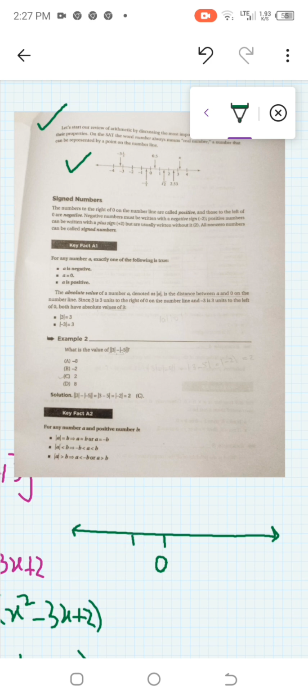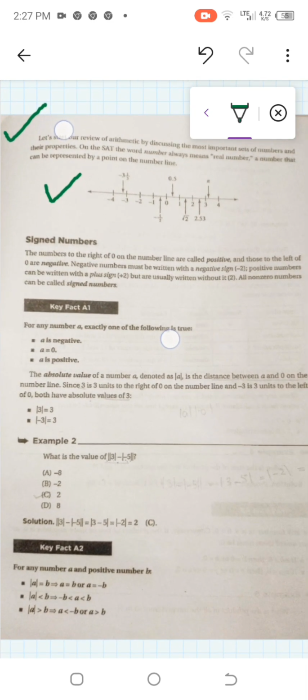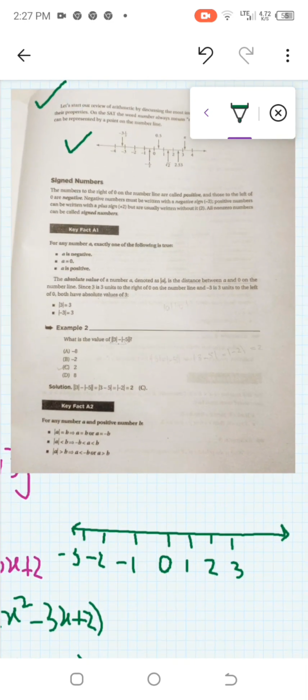On the left side of zero you have to put the negative signs like negative 1, negative 2, negative 3, and on the right hand side of 0 you have to put positive 1, positive 2, positive 3, and so on. So this is basically the line bar. In the mid between 0 and 1 it will be plus 1 upon 2, and in the mid between 0 and minus 1 it will be minus 1 upon 2. So this is how the line bar is basically formed.